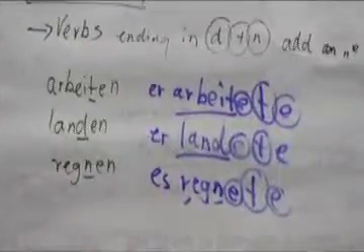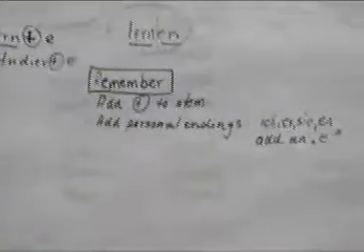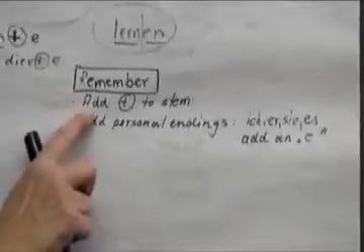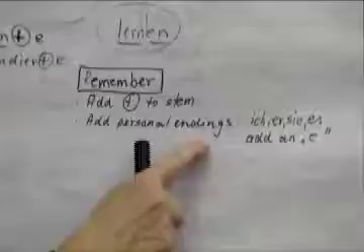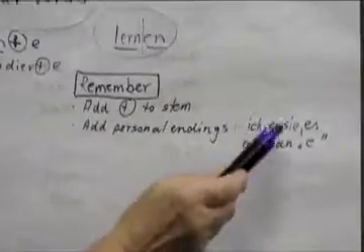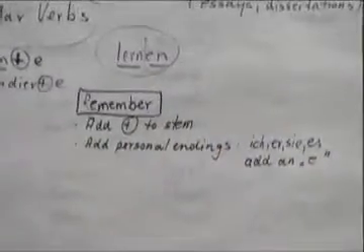So what you have to remember when you form the past tense of a regular verb like lernen, you add a T to the stem, and then to that you add personal endings. And you notice that ich, er, sie, es, add an E as their personal ending.